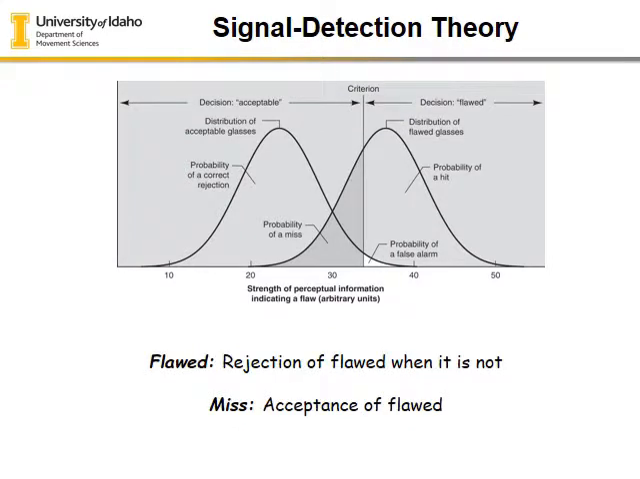So real quick though, we want to make sure that we understand what a flaw and a miss is, right? A flaw is when I rejected something as flawed when it is not flawed. So if I rejected something, but it wasn't flawed, then I made a mistake, and that was a flaw in perception or a flaw in my decision. And then a miss is actually when I allowed something to go by, but it was actually flawed.